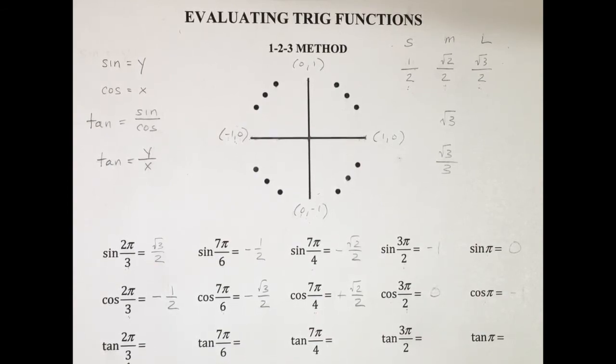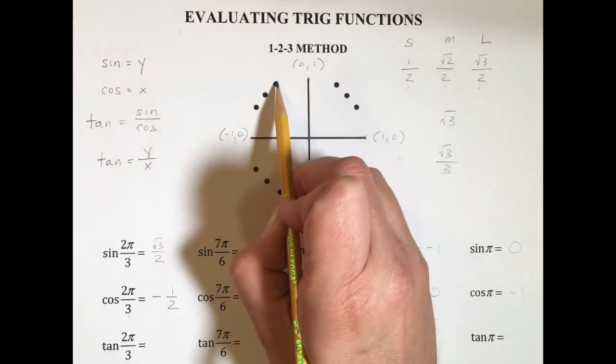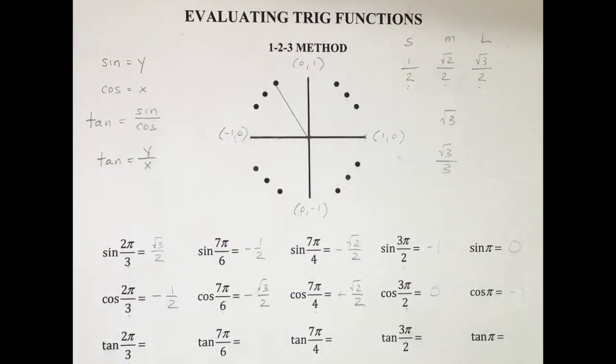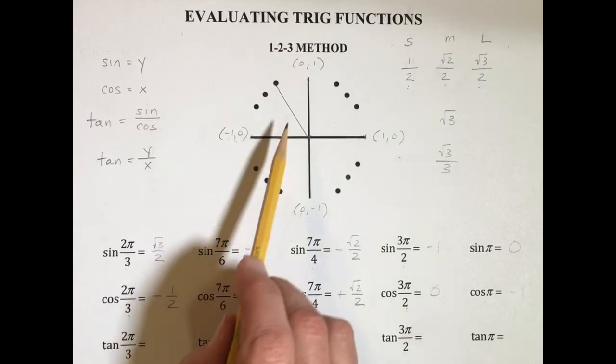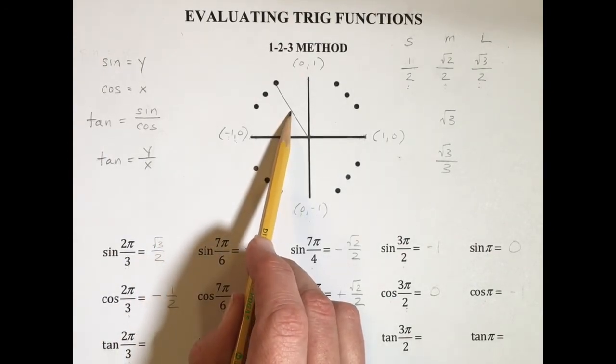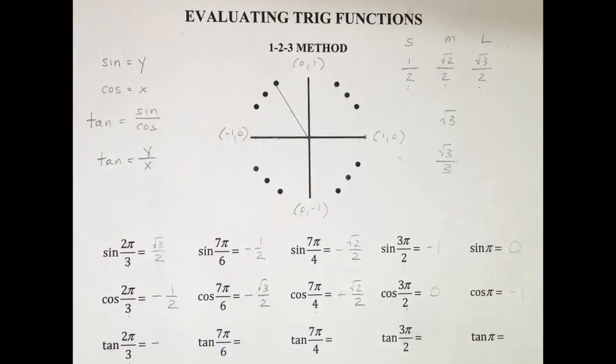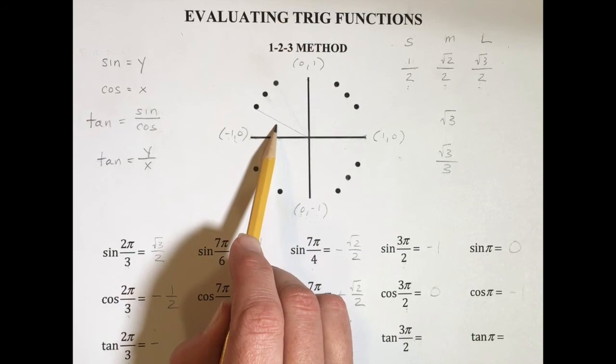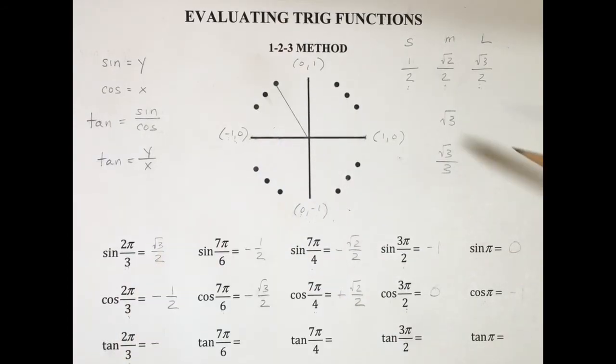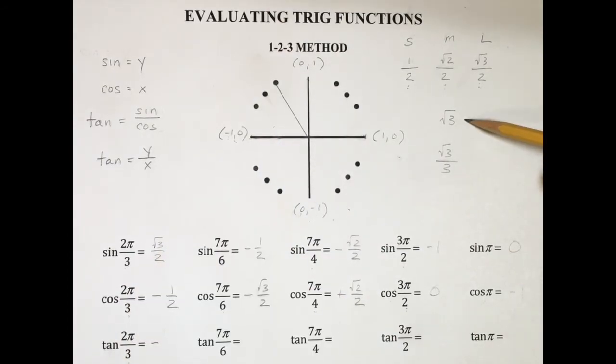Let's go to 2 pi over 3, 1 pi over 3, 2 pi over 3. Well, I can evaluate tangent of 2 pi over 3 by just considering the slope of this line. Notice it's going downhill. It has a negative slope. And it's quite steep. It's much steeper than, say, this line would be. So we want to choose our larger tangent answer. We want to say negative radical 3.